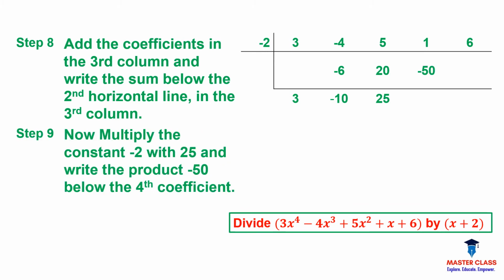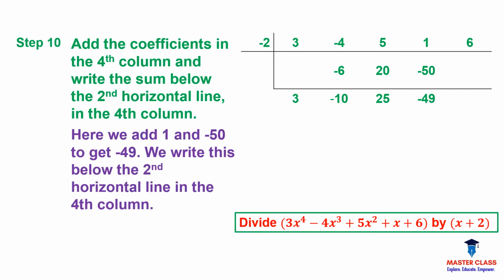Now multiply the constant minus 2 with 25 and write the product minus 50 below the fourth coefficient. Add the coefficients in the fourth column and write the sum below the second horizontal line in the fourth column. Here we add 1 and minus 50 to get minus 49. We write this below the second horizontal line in the fourth column.